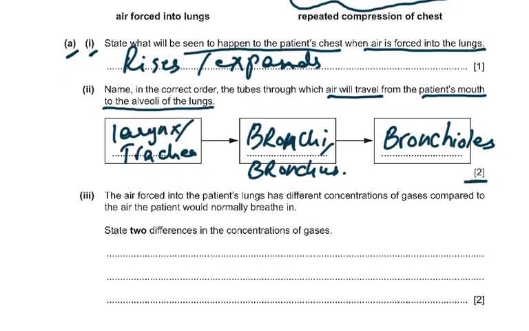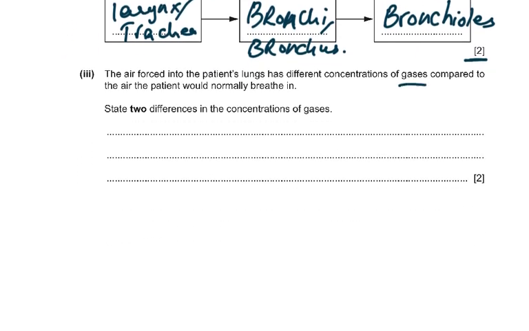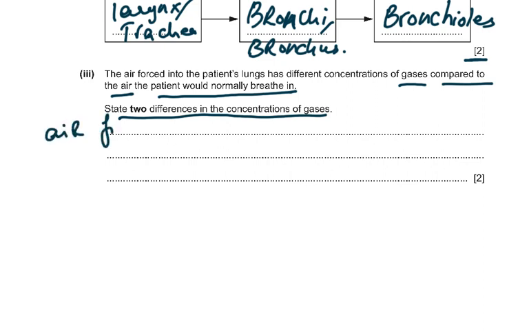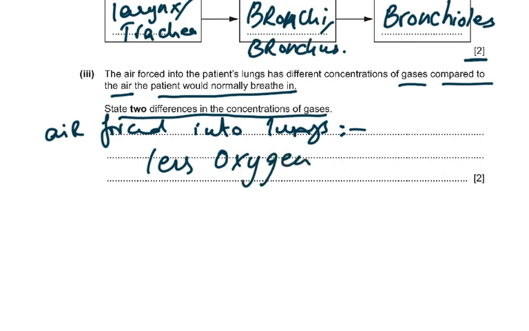The air forced into the patient's lungs has a different concentration of gases compared to the air the patient would normally breathe in. State two differences in the concentration. Naturally, the person is getting the rescuer's exhaled air. So how will it be different? Of course, it's going to be different because there'll be less oxygen in it, because exhaled air has less oxygen.